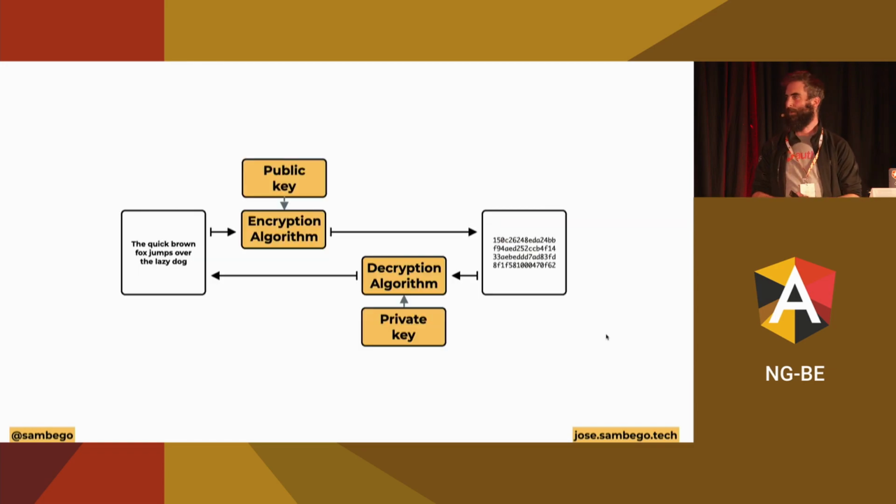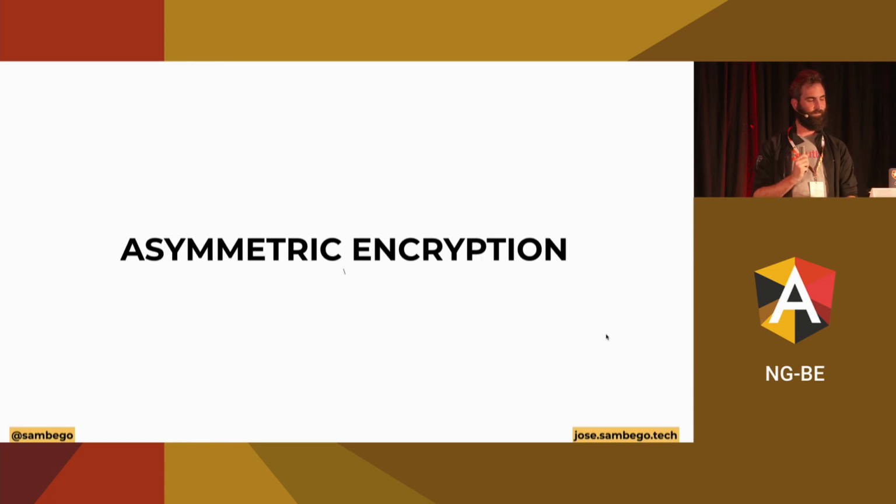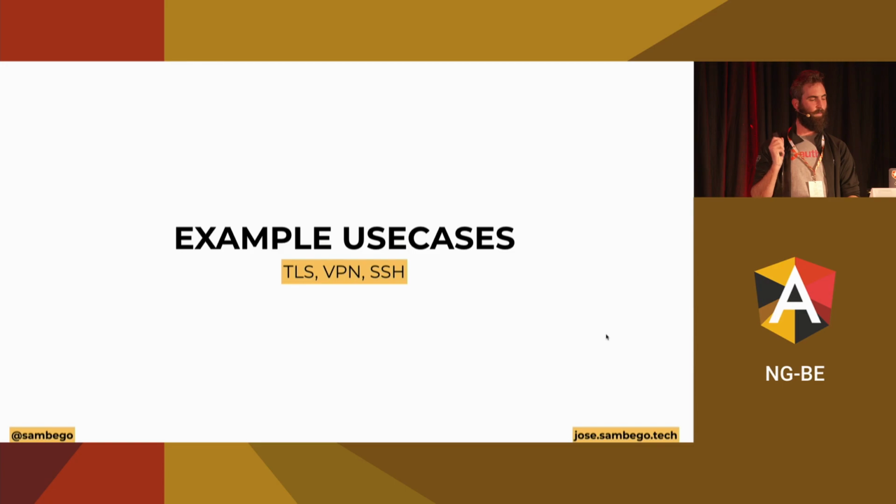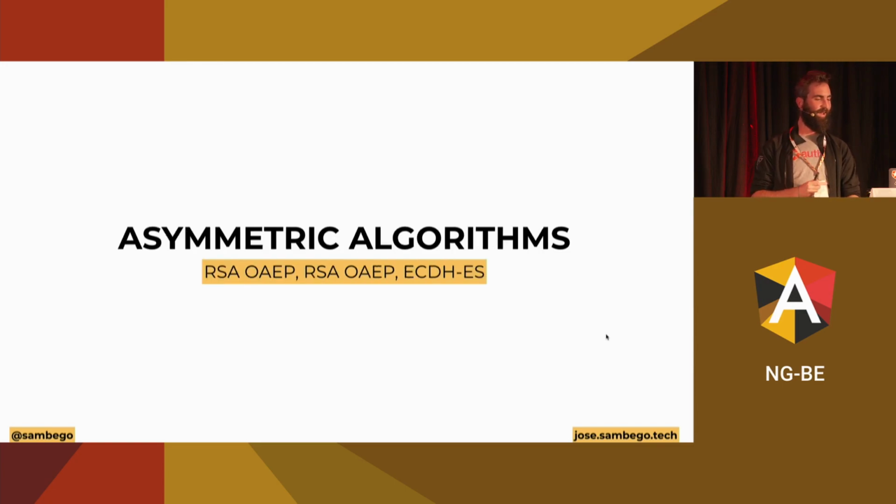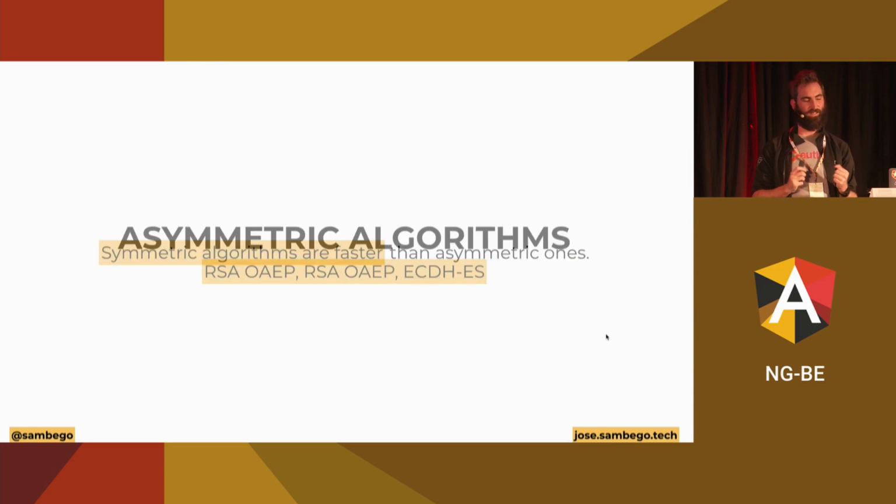So if we look at the same example, you have an input, but we don't use a shared secret for both encryption and decryption. We use a public key to encrypt it, and we use a private key to decrypt it. Some examples are TLS, VPN, SSH. I think we've all heard those before. And some algorithms are RSA, OAEP, and ECDHE.